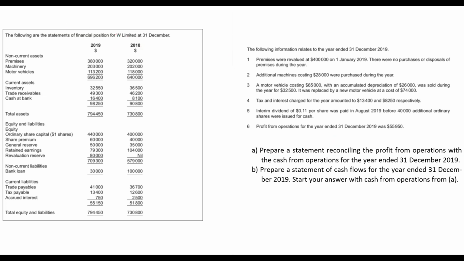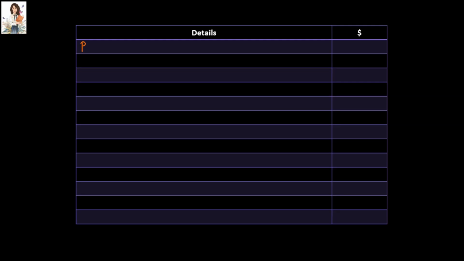So let's jump right into it. As you know, we always start the cash flow statement with our profit from operations. In this case, profit from operations has already been given to us. It is $55,950. So let's write that down. Profit from operations is $55,950. Again, remember, no abbreviations in the Cambridge exams.